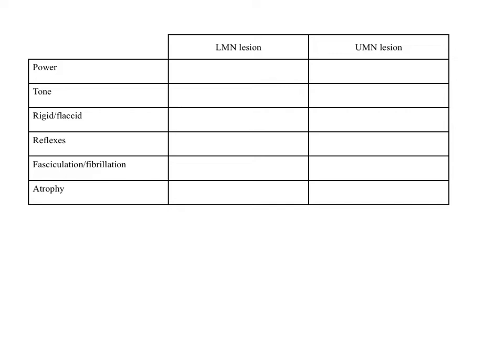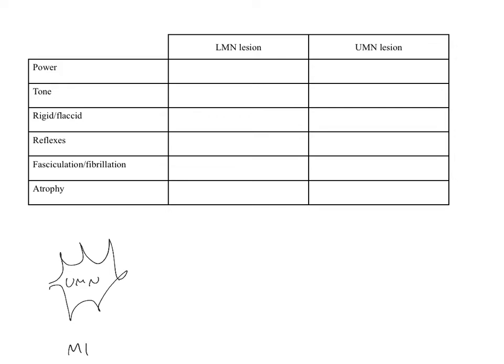So the first thing we'll do is just draw the motor system as a chain of two neurons. So here is the cell body of the upper motor neuron. And you should recall that the cell bodies of upper motor neurons are present within the motor cortex, which I can abbreviate as M1 for the primary motor cortex.